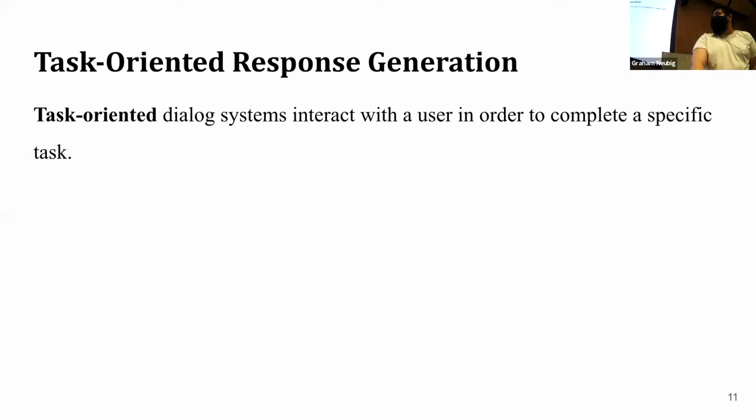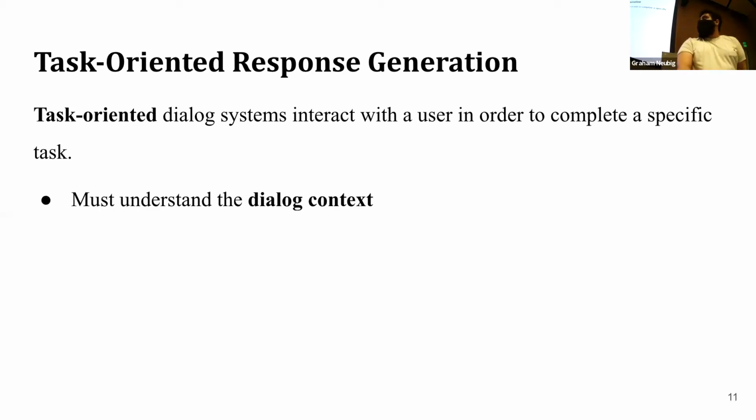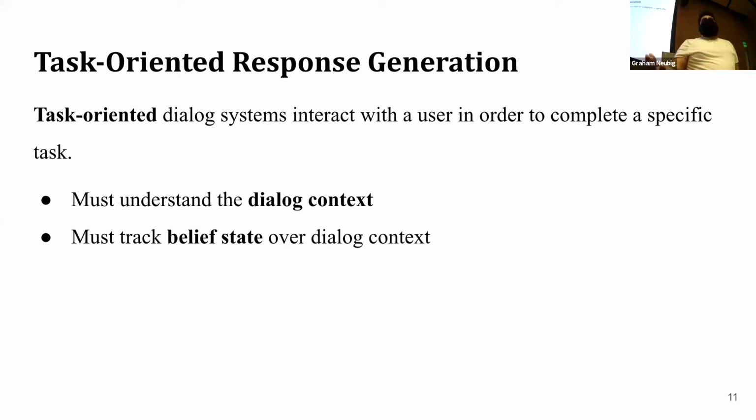So the goal of task-oriented dialogue systems, as I mentioned, is to interact with the user in order to complete a task. So what does this require? The dialogue system must first understand the dialogue context. It must track the belief state over the dialogue context. And what I mean by this is when the user is providing specific attributes or requesting specific things over the course of the dialogue, you need to update and you need to track the belief state.